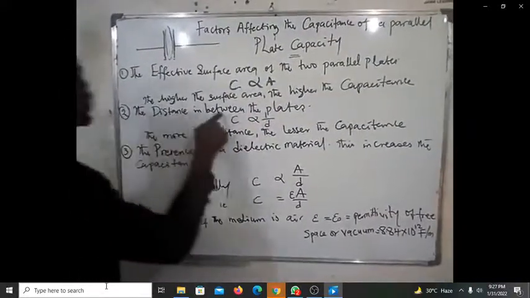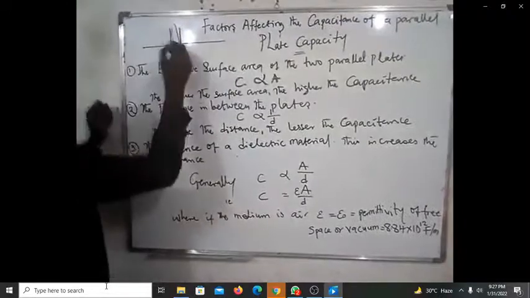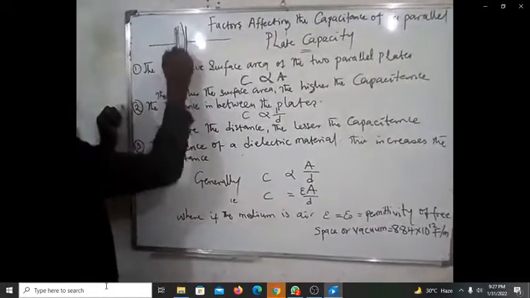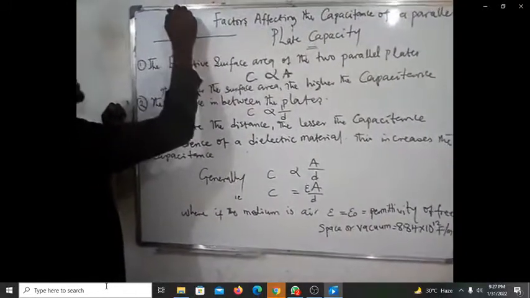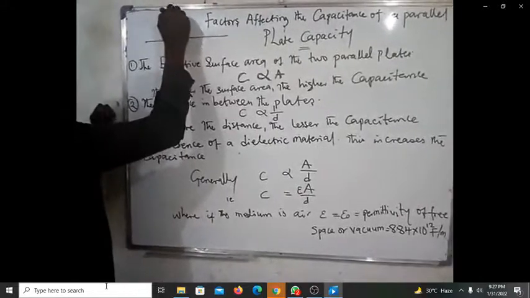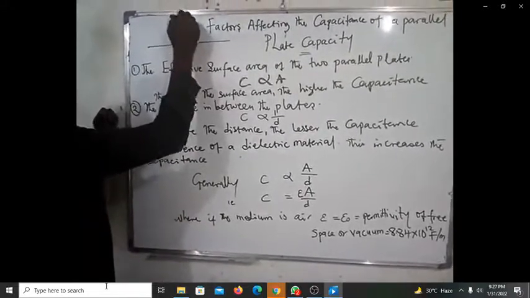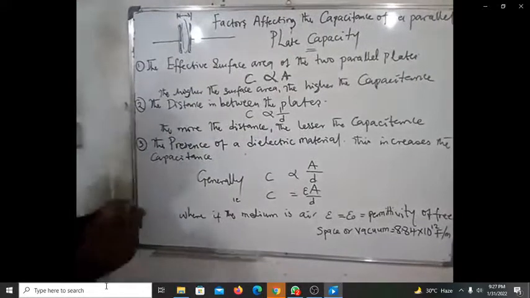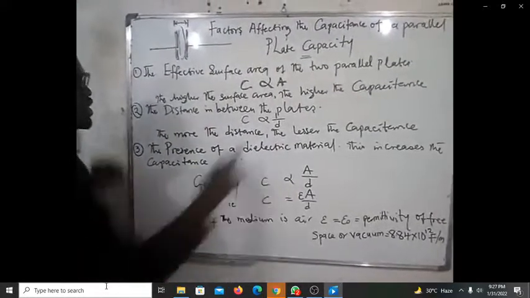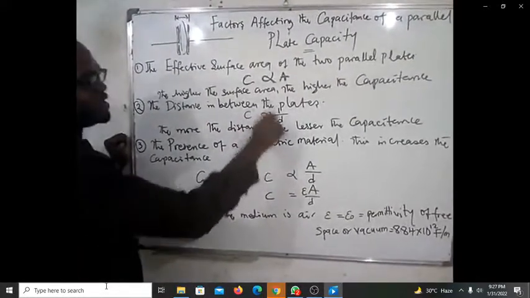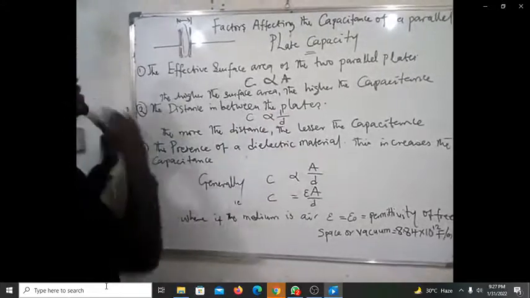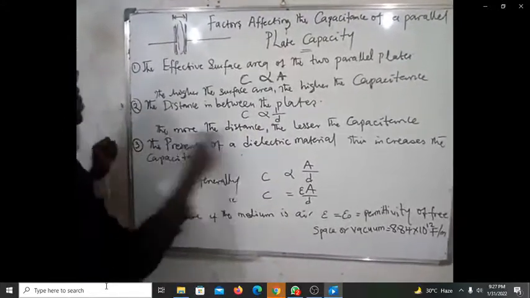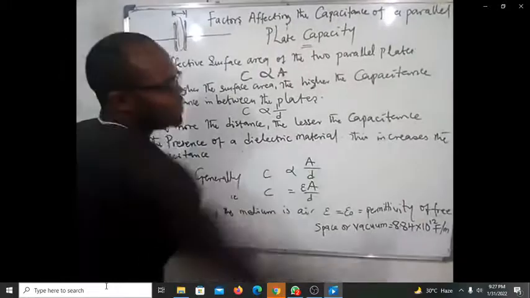Secondly, the distance between the parallel plates. What's the distance between these plates? This distance between the two plates. The capacitance of the capacitor is inversely proportional to the distance. That means the more the distance, the lesser the capacitance.